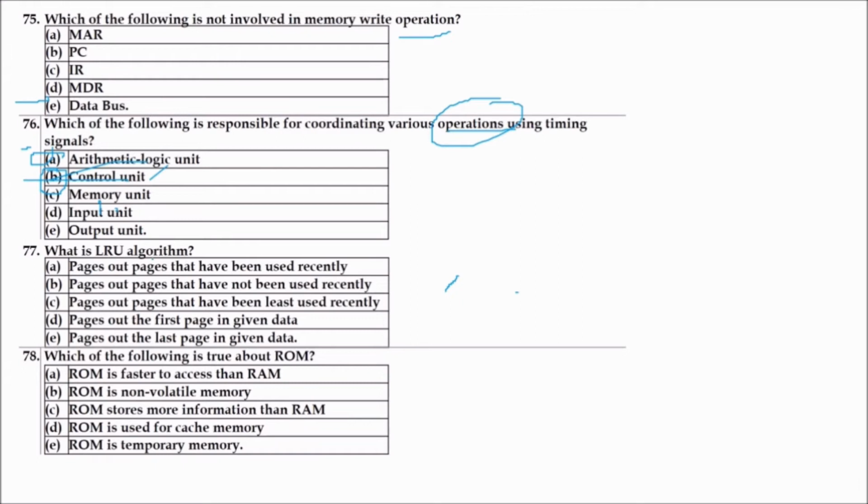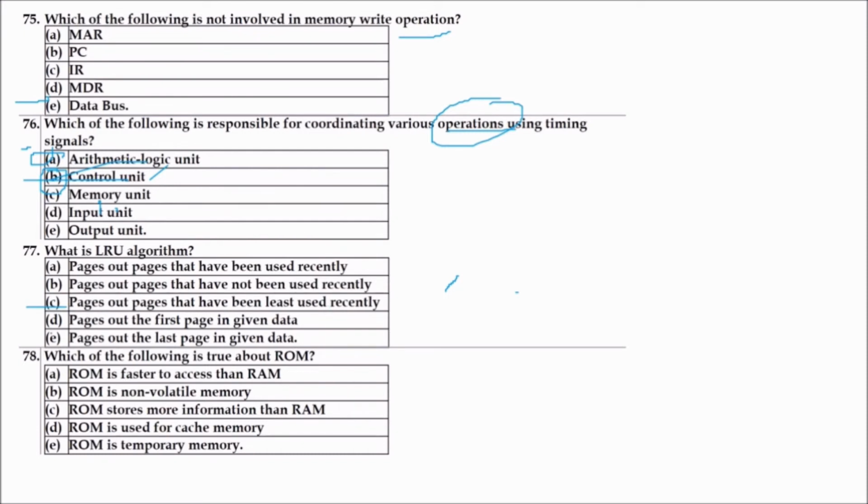Okay. So what is LRU algorithm? The answer is this, the C one. The pages that have been least recently used. So it pages out pages that have been least recently used.